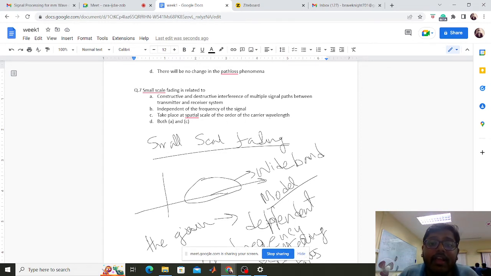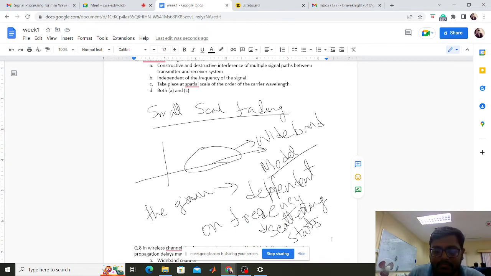And this is also in the carrier wavelength. Carrier wavelength depends on the frequency. If I increase the frequency, the small particles of the nature will start to scatter the actual transmitted signal. So the small scale fading will be related to both A and C. So the correct answer will be option D.